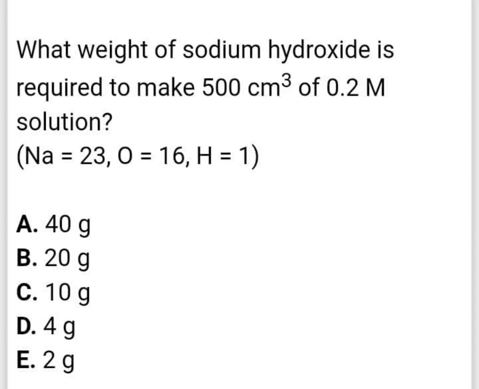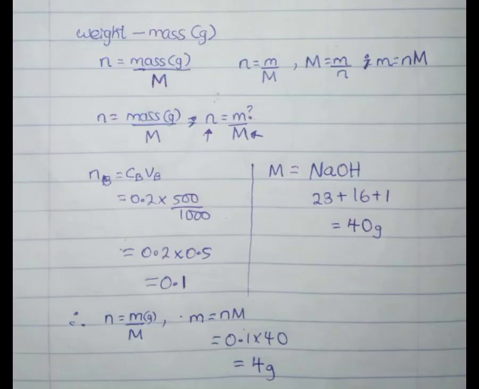So we have many formulas that could relate to the answer, so we'll take them one by one. Now the weight relates to the mass in grams. So therefore, we have many formulas, and they correlate to one another, so we use them. The first one is n.